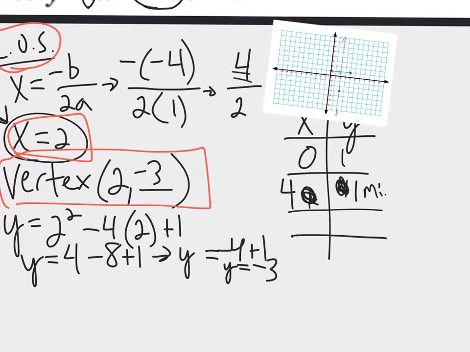Not (1, 4). We can put a 1 in place of x then, would be another option. If you put a 1 in and work that out, we've got 1 squared minus 4 times 1 plus 1.